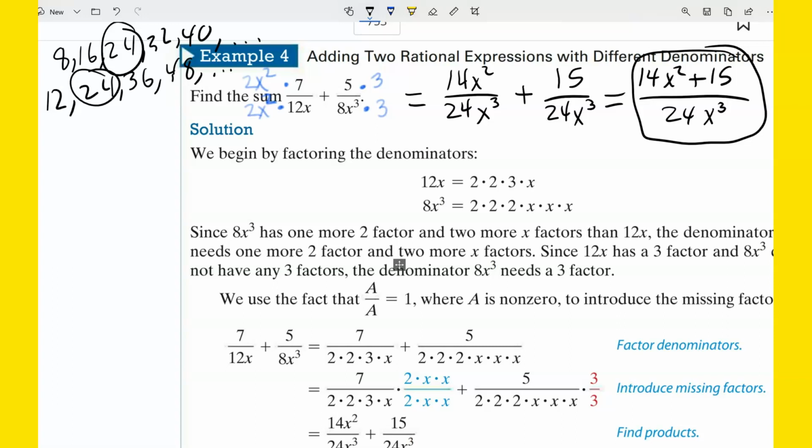All right. When I have my answer, I should always look to see if there is anything I can do to simplify or reduce this fraction. But there's nothing I can do here to reduce. So I'll go on to the next one.